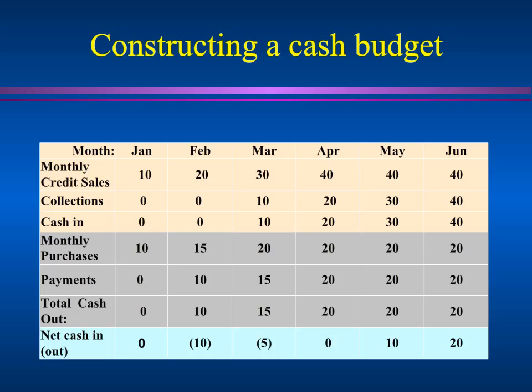March gets a little better. Okay, I'm finally getting my money in from January, so that looks good. However, I went down and paid for February's purchases, but I didn't get any money in for March sales. So I've got a net cash out of $5.